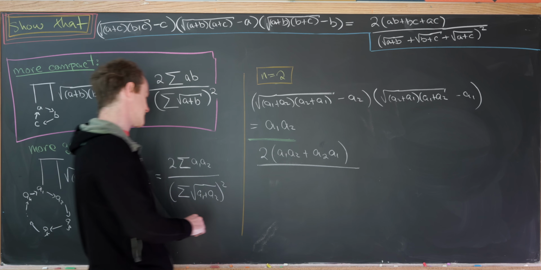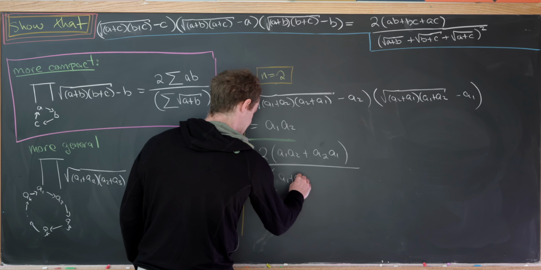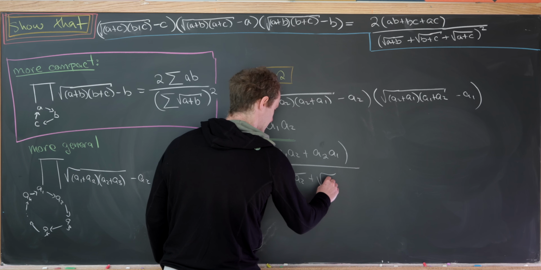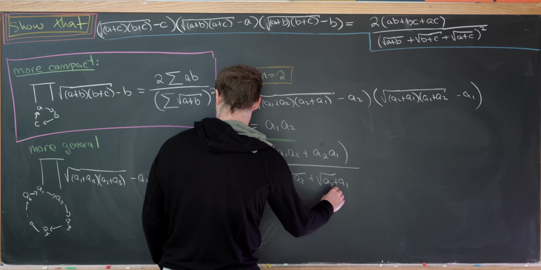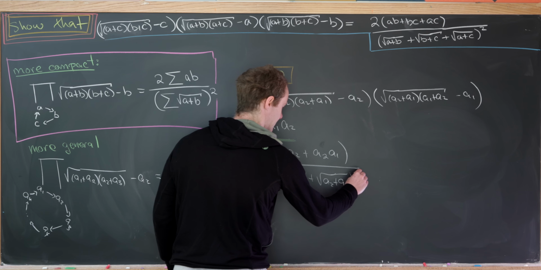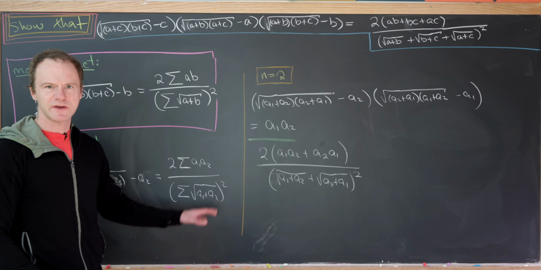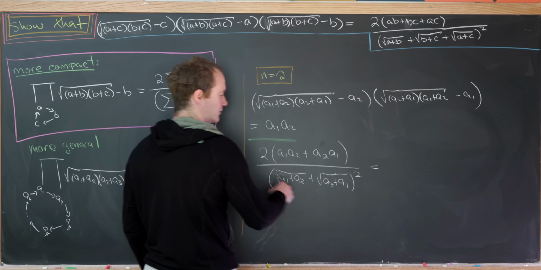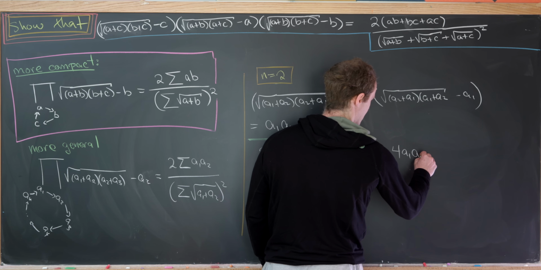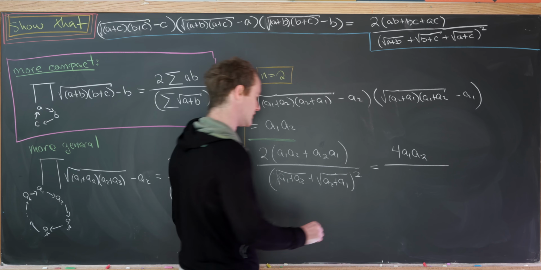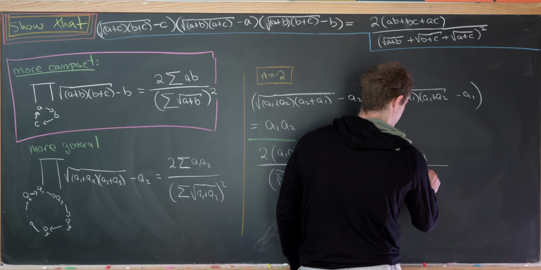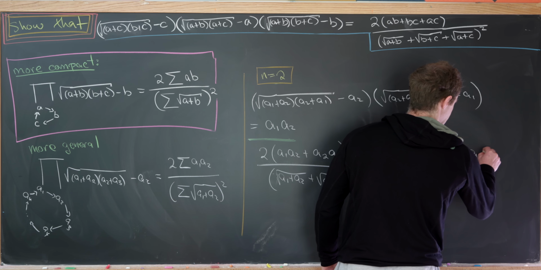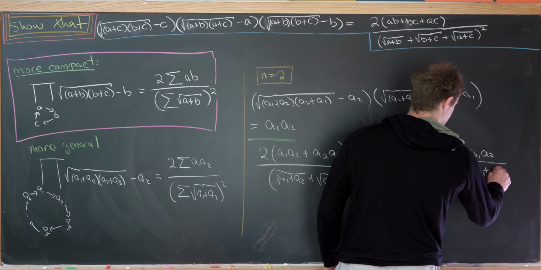And then let's see what this will be. So this will be the square root of a1 plus a2, and then plus the square root of a2 times a1, and then we have to square that whole thing. But now let's notice what happens when we simplify. Here we're adding these two terms together and then also multiplying by 2, so that gives us 4a1 a2. And then in the denominator we'll end up with 4 times a1 plus a2. Okay, so then we can cancel the 4's and we get a1 times a2 over a1 plus a2.